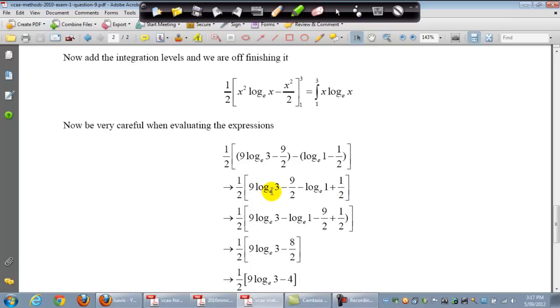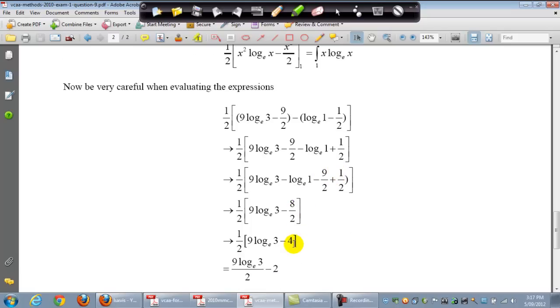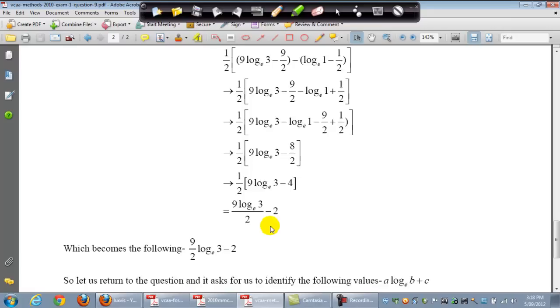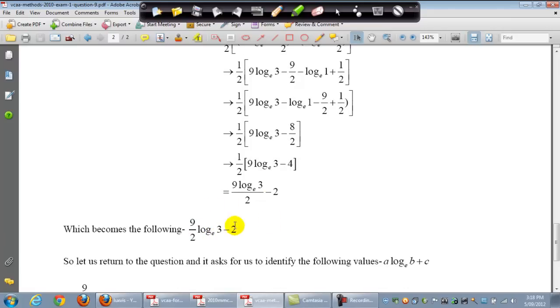Now what have we got? 9 log e 3, take away log e 1. We use one of the log rules, which basically means 3 over 1. So this becomes 9 log e 3, minus 9 on 2, plus 1 on 2. They have the same denominator, so we just take this away from that, so we've got minus 8, so this becomes minus 4, and now we multiply through by the half, and we get this. So what does this become? 9 on 2 log e 3, minus 2. How did we get minus 2? 4 divided by 2 is minus 2.